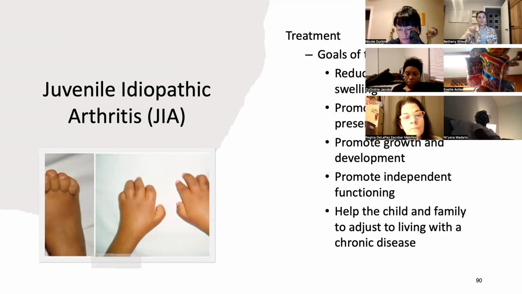Our goals for therapy are going to be to reduce the pain and swelling, promote mobility and growth and development, allow for independent functioning, and help the family to cope with the chronic illness. We can give medications like NSAIDs and methotrexate to help reduce the joint pain and swelling. And then we can help promote function of the joint by resting, using splints, moist heat and exercise, therapeutic play, and swimming.